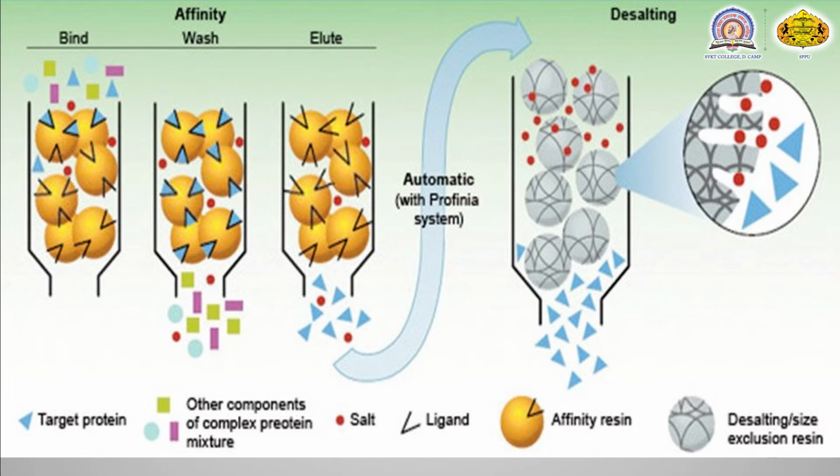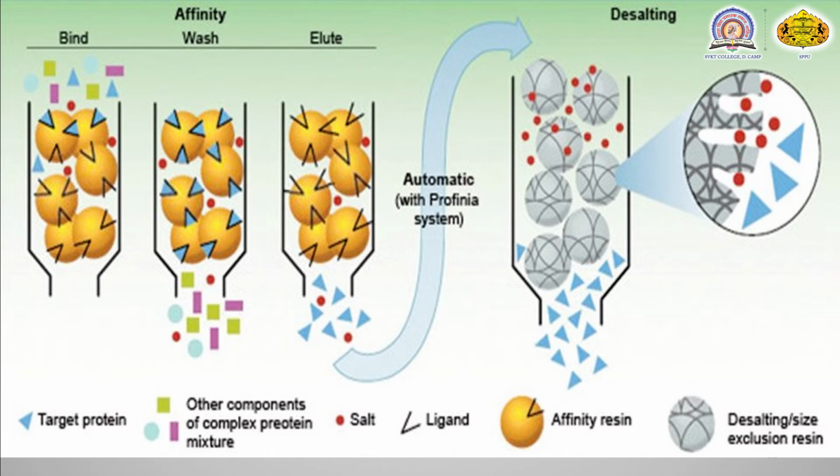In the first column you see a solution in which a target protein is going towards a ligand and binding to it. Then we do the affinity wash. Affinity wash means the molecules which have already bound to a resin stay in the resin, and the remaining molecules are taken off from the solution, which we call the eluate. The molecules are washed out.